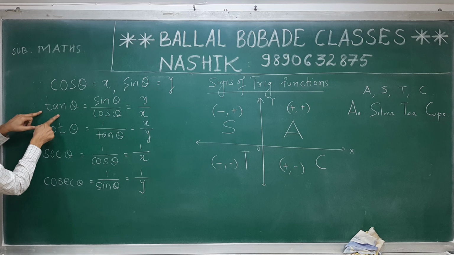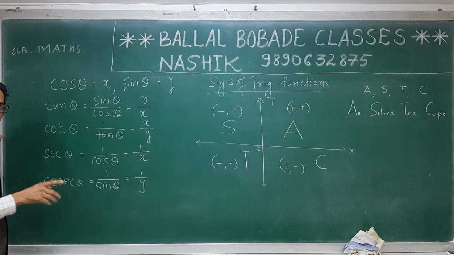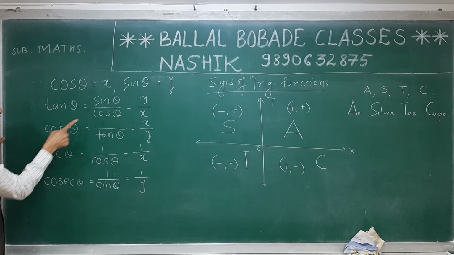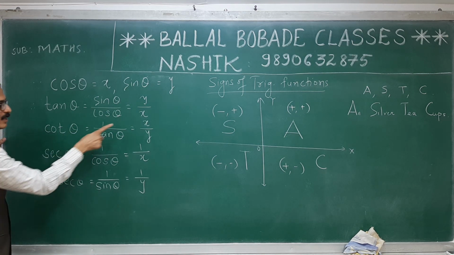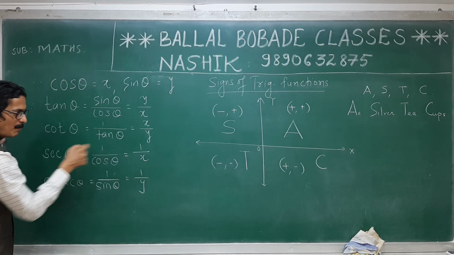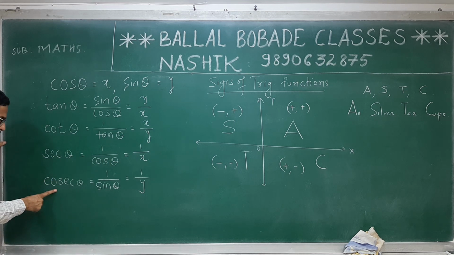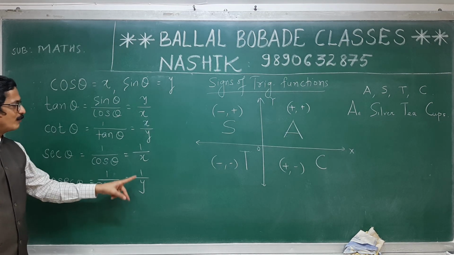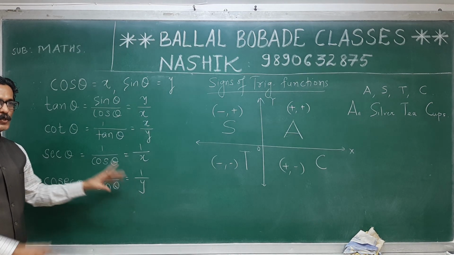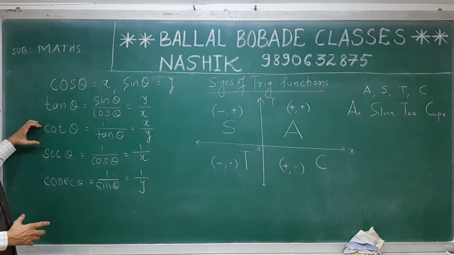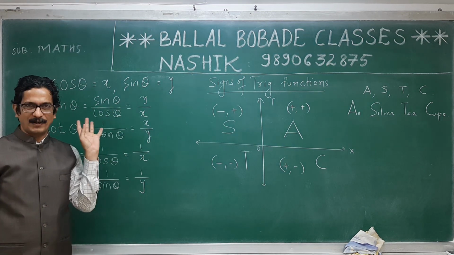You know, tan theta is sin theta upon cos theta, and therefore it is y upon x. Cot theta is a reciprocal of tan theta and therefore it is x upon y. Sec theta is 1 upon cos theta. Cos theta is x, so it is 1 upon x for sec theta. And finally, it is cosec theta, which is 1 upon sin theta. Therefore, it is 1 by y. It's so simple. So, in short, there is a strong relation between trigonometric function and coordinates of a point.